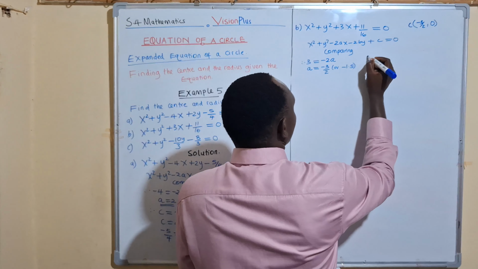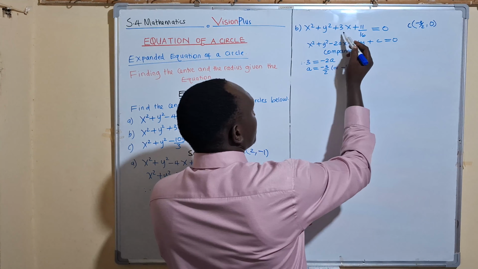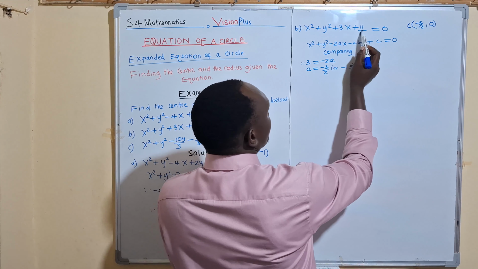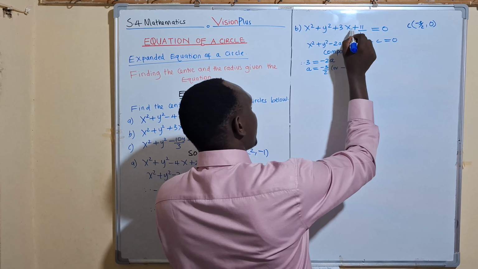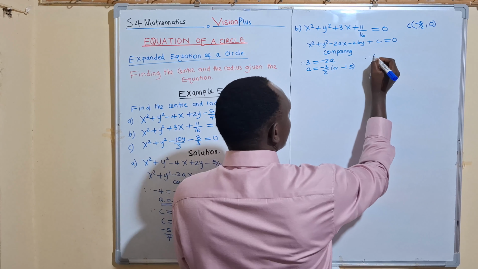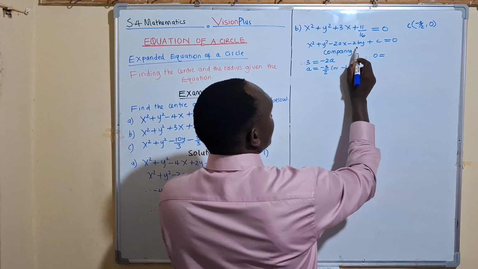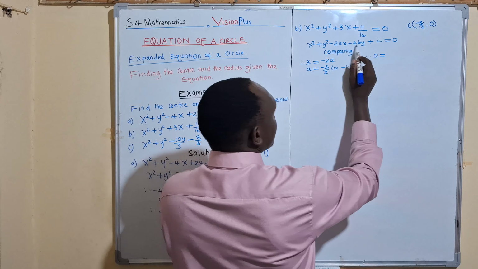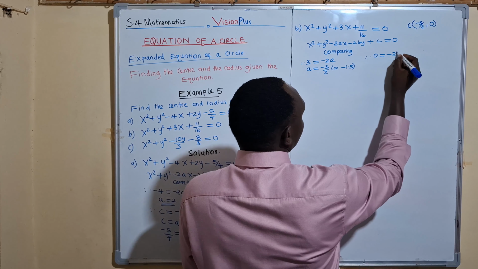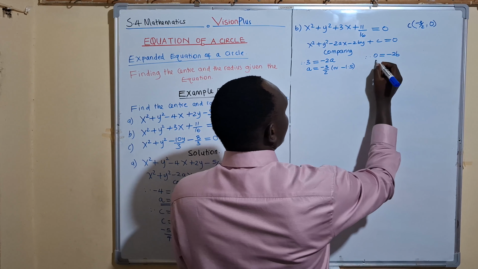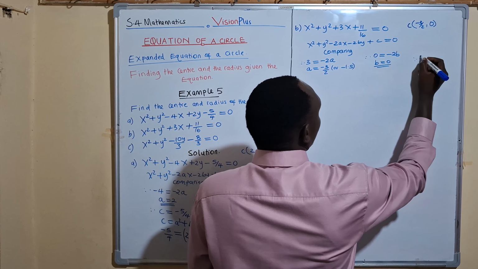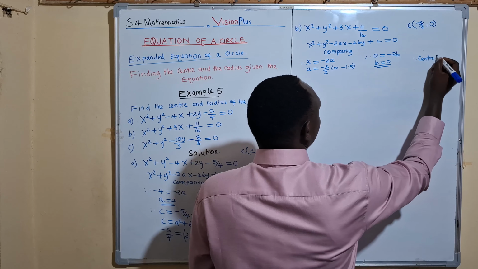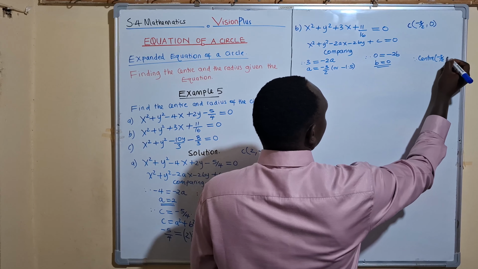In the same manner, if we look here, we don't have a term in y. That means the coefficient of y in the given equation was 0. So 0 equals the coefficient of y in the original form, which is negative 2b. And then we find that b equals 0. Therefore, our center becomes negative 3 over 2 and 0.